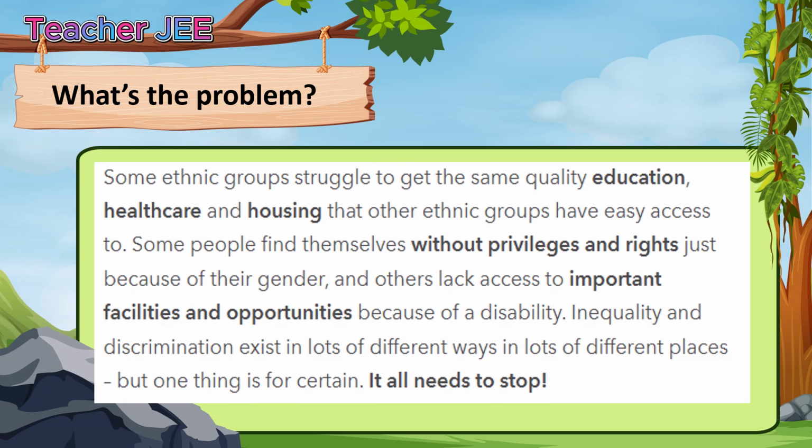Some ethnic groups struggle to get the same quality of education, healthcare, and housing that other ethnic groups have easy access to. Some people find themselves without privilege and rights just because of their gender, and others lack access to important facilities and opportunities because of a disability. Inequality and discrimination exist in a lot of different ways in lots of different places. But one thing is for certain, it all needs to stop.